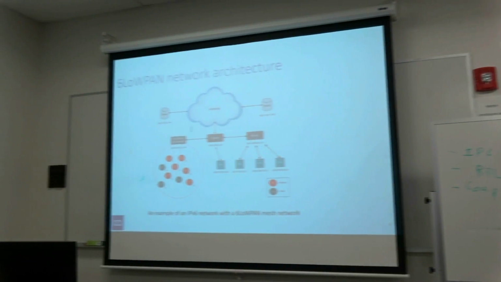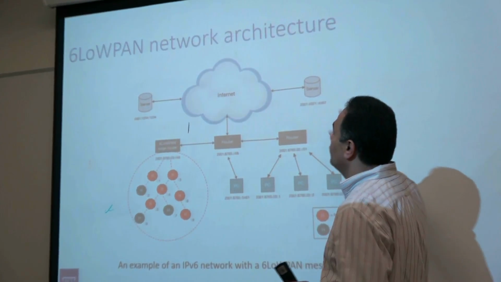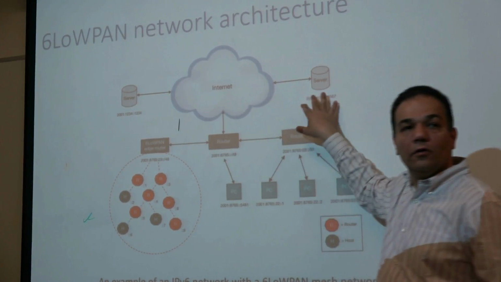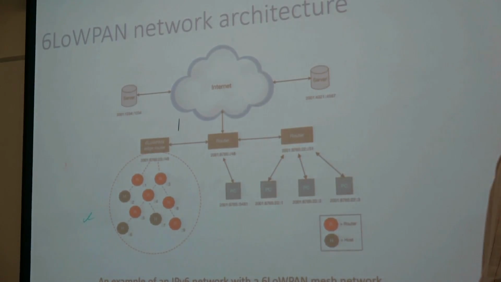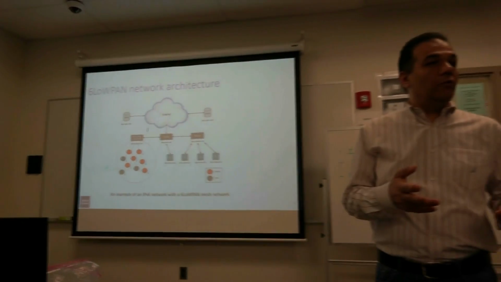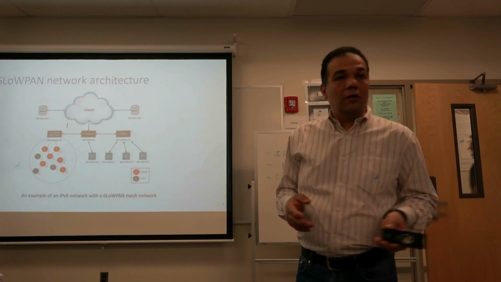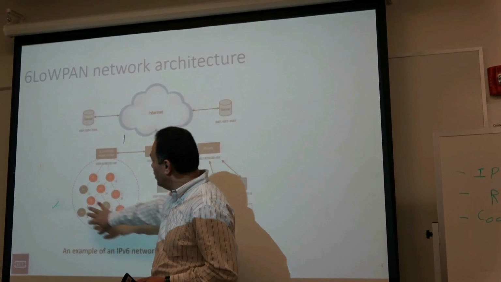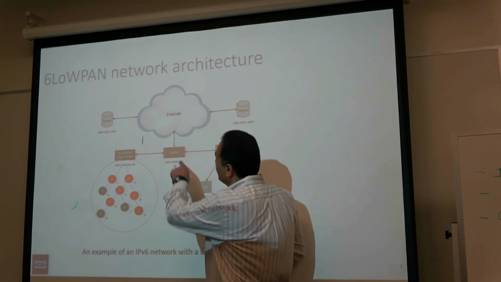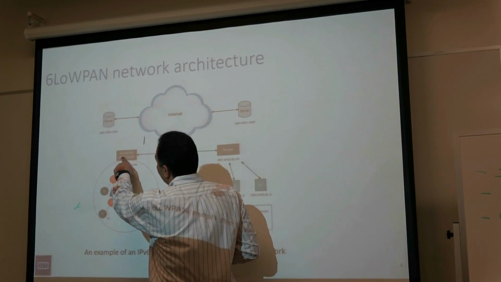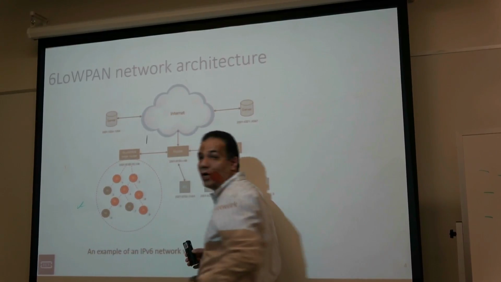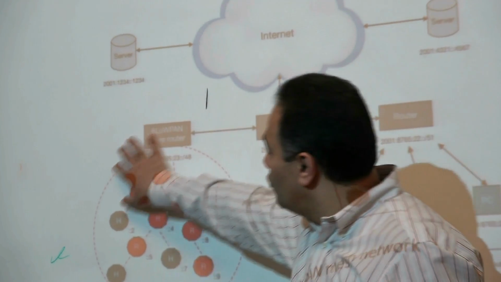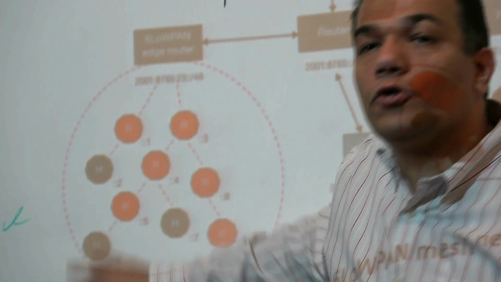So this is how the network is. This is the whole internet, right? You have a router. What is the internet? It's a collection of routers, and each router connects to a network, LAN or WAN. Now for IoT, we have a mesh network. The interface is not a router anymore. It's a router that's running 6LoWPAN, and we call it the edge router. And inside the network, we're going to have routers and hosts.